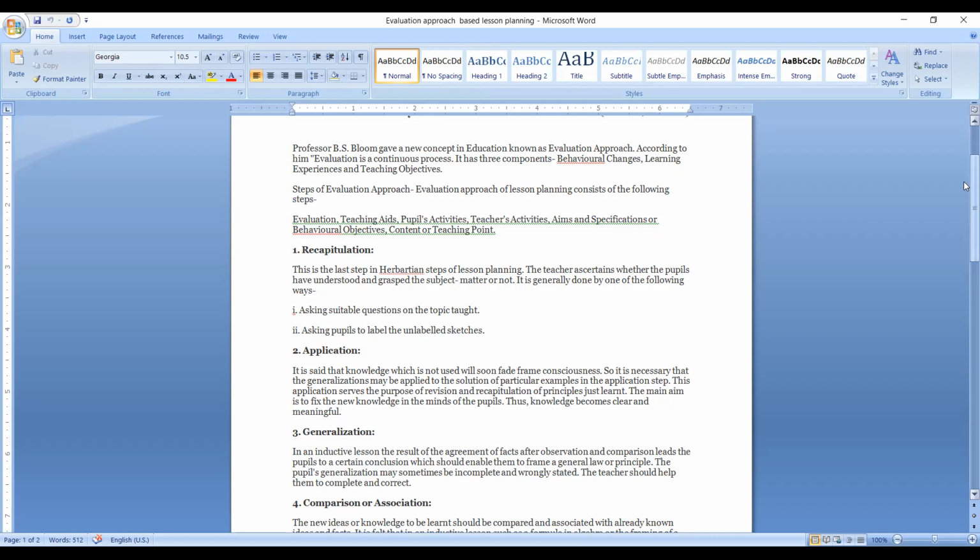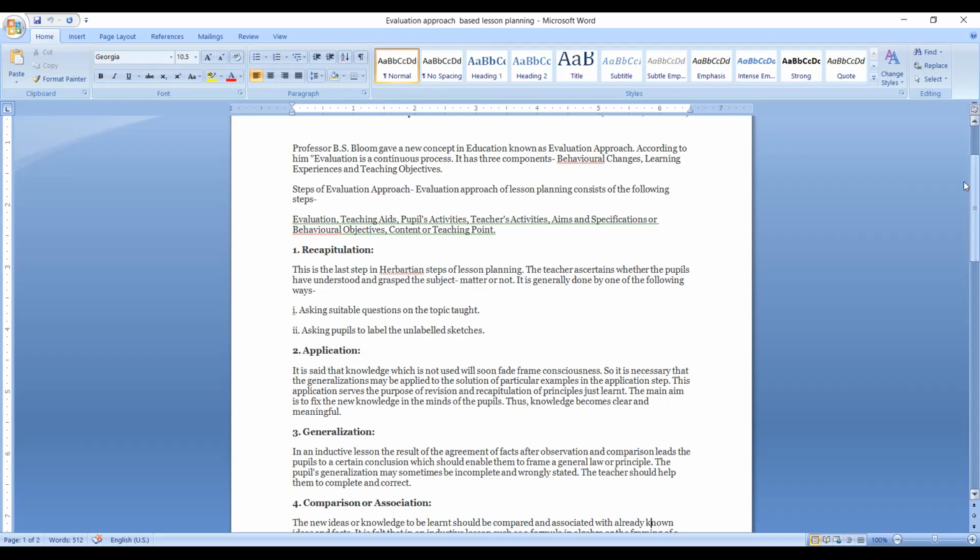So first of all, recapitulation is very important. When we start asking questions, only then has our first step started. Now we proceed towards the application of knowledge. It is said that knowledge which is not used will soon fade from the consciousness. It will go away. It will not stay in your mind forever if you do not use it. So it is necessary that the generalization be applied to the solution of particular examples in the application step.